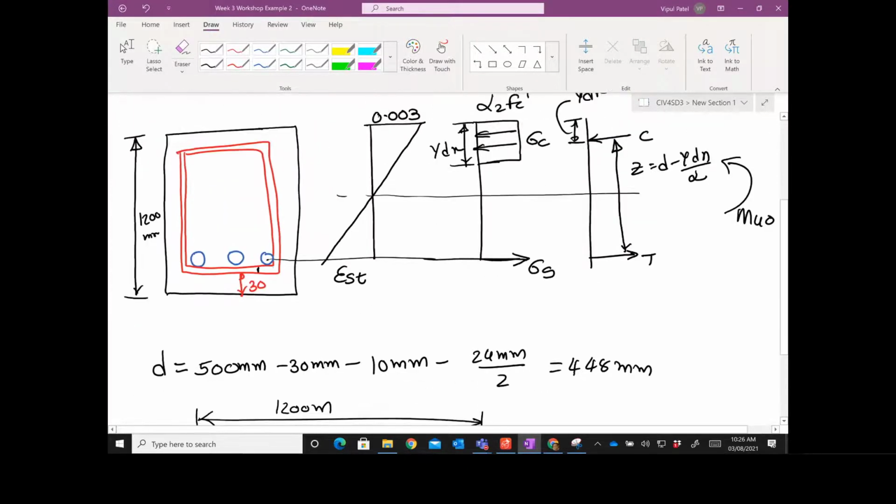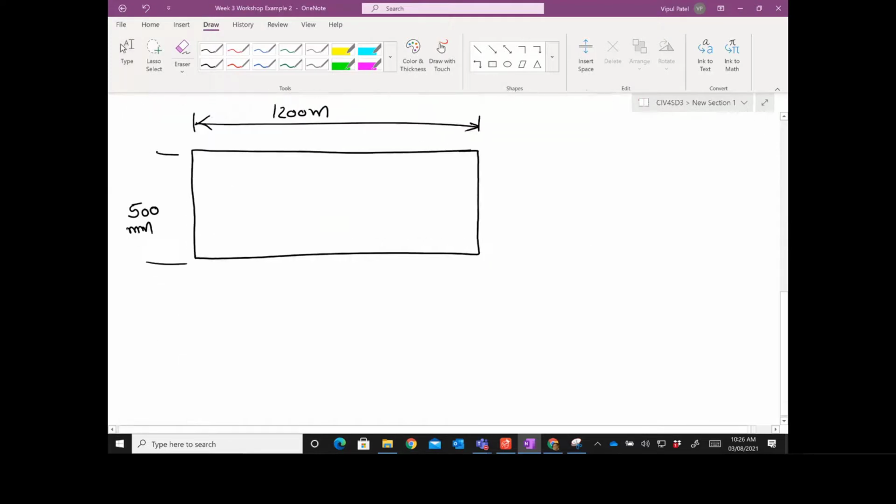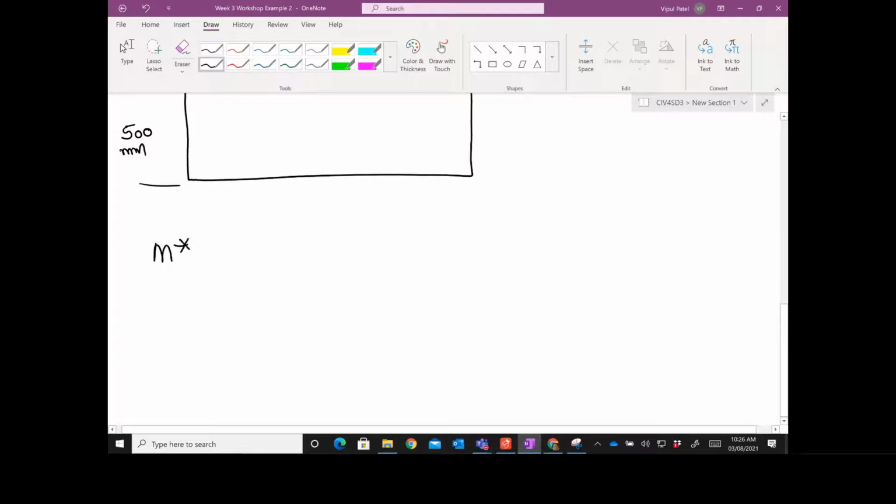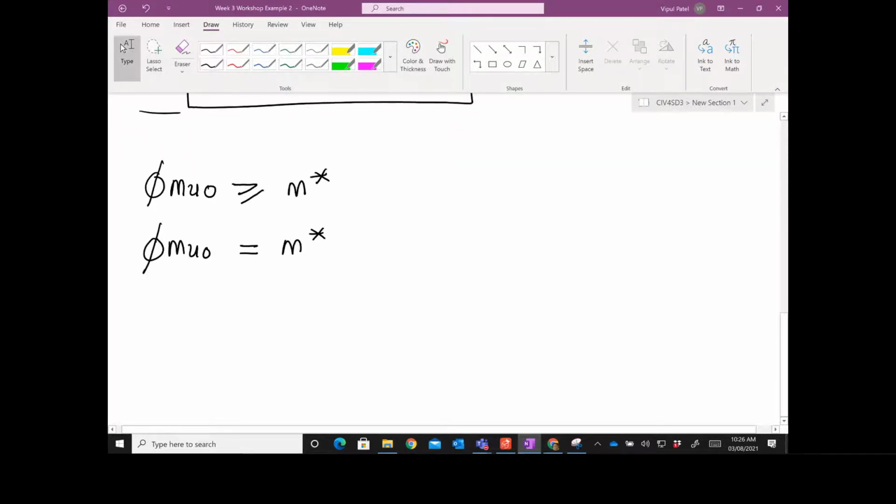So I think I repeat this 5 times, I believe, now in the lectures and these workshops. So I hope you can just try to absorb this information as much as you can. Now M star is given to us. And you know the drill now, that capacity factor times the section capacity, ultimate section capacity, should be greater than your M star. For maths, we just take it as equal to, so we can simplify our maths calculations.